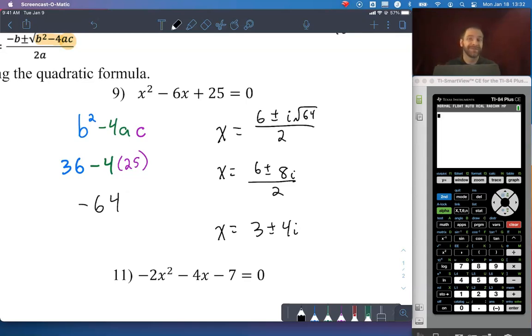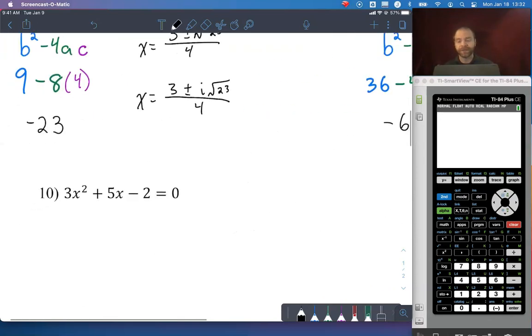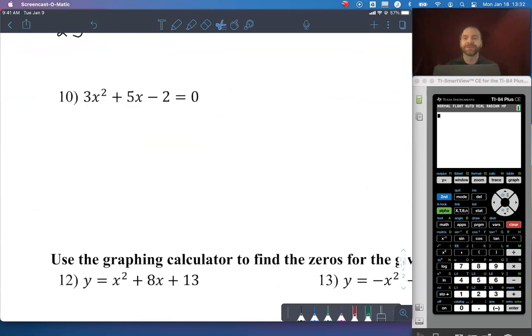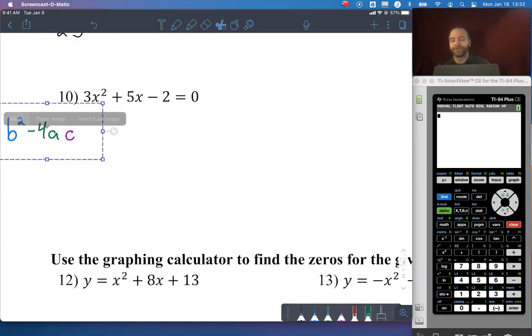So, use some of the mental shortcuts for calculating your discriminant. And then look at the number. If it's a perfect square, well, guess what? Your radical went away. I mean, square root of 64 is 8. If it's not a perfect square, you're going to have to simplify the radical, which is why we did the first 4 problems. All right, number 10, b squared minus 4ac for the discriminant.